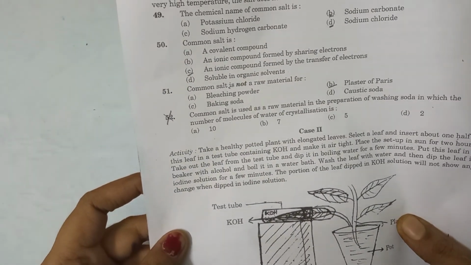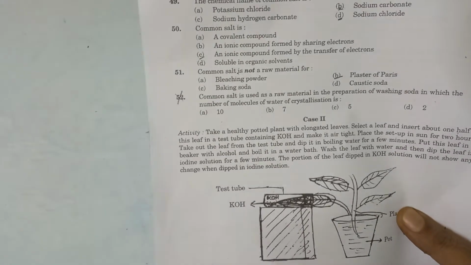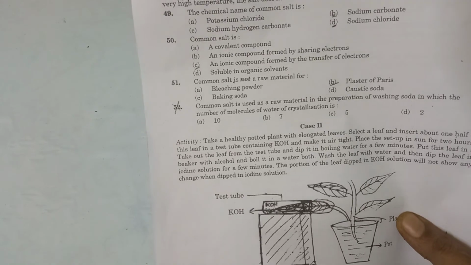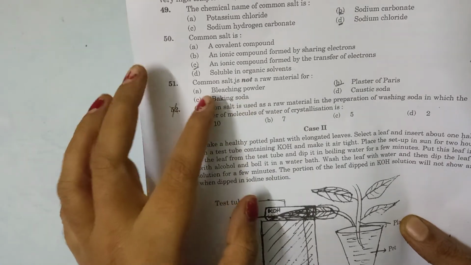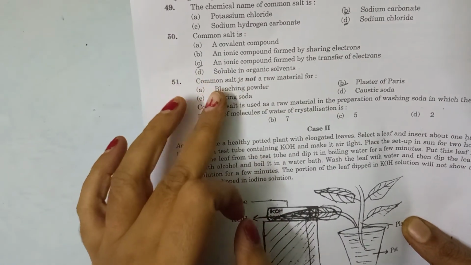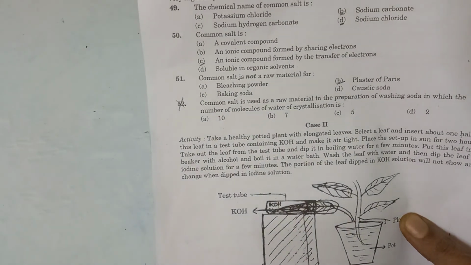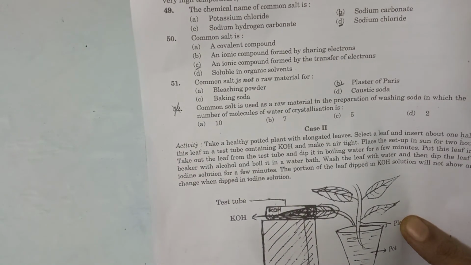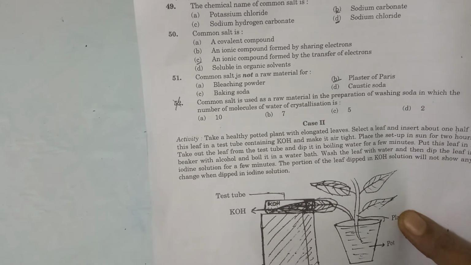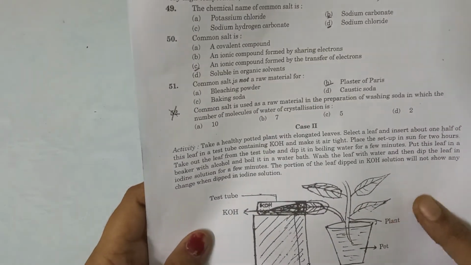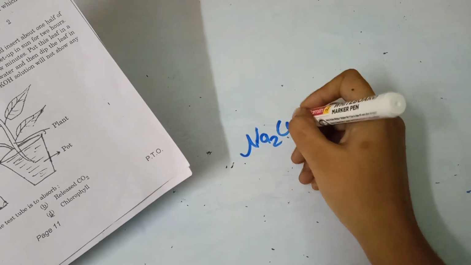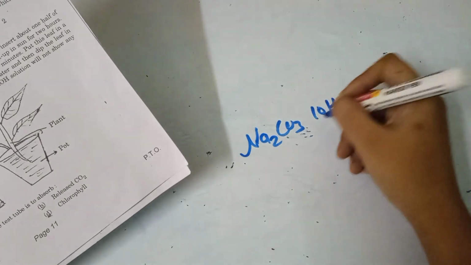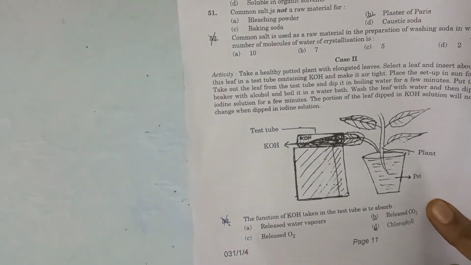Common salt is not a raw material for plaster of Paris, because in bleaching powder, baking soda and caustic soda, we use common salt as the raw material, but for plaster of Paris we will not use it. Common salt is used as a raw material in the preparation of washing soda, in which the number of molecules of water of crystallization is 10, Na2CO3.10H2O. So A is the right answer.